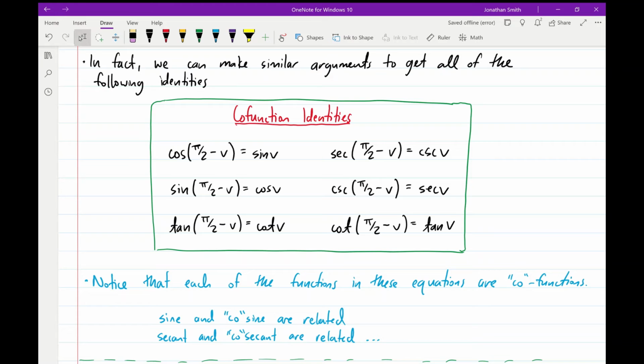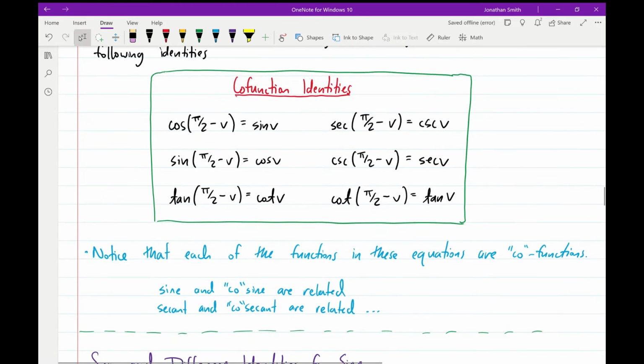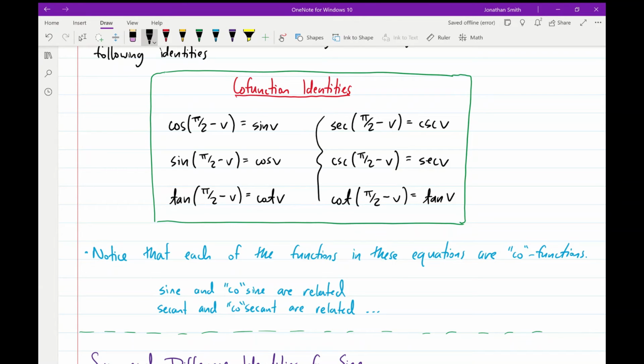So we have cosine of pi over 2 minus v is equal to sine v, sine of pi over 2 minus v is equal to cosine v, tangent of pi over 2 minus v is equal to cotangent v, and then we have some similar ones on this side that relate secant and cosecant, cosecant and secant, and then cotangent and tangent on the right-hand side.